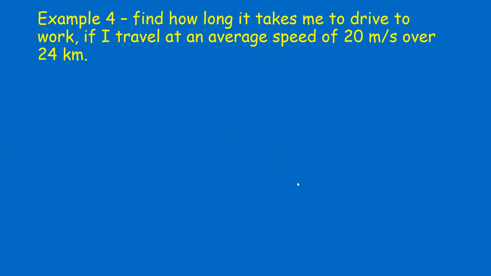Example 4. Find out how long it takes for me to drive to work if I travel at an average speed of 20 metres per second over 24 kilometres. So again, we're going to go through the same routine. On the left hand side, what do we know? We know the distance is 24 kilometres, but we've got to convert that into metres, so that's 24,000 metres. The time is what the question is asking us to work out, so that gets the question mark. And finally, the V, the speed, is 20 metres per second. So now we can go and solve it.